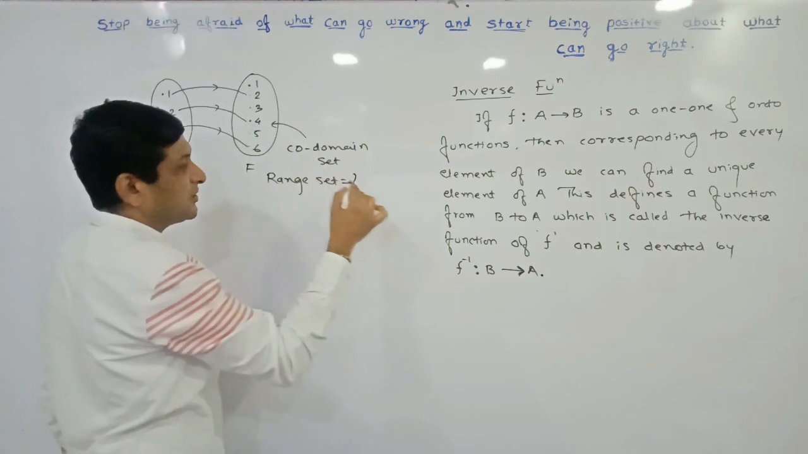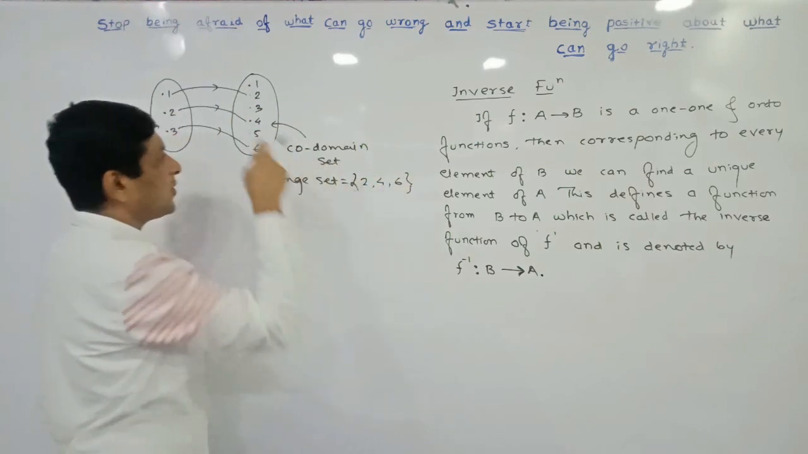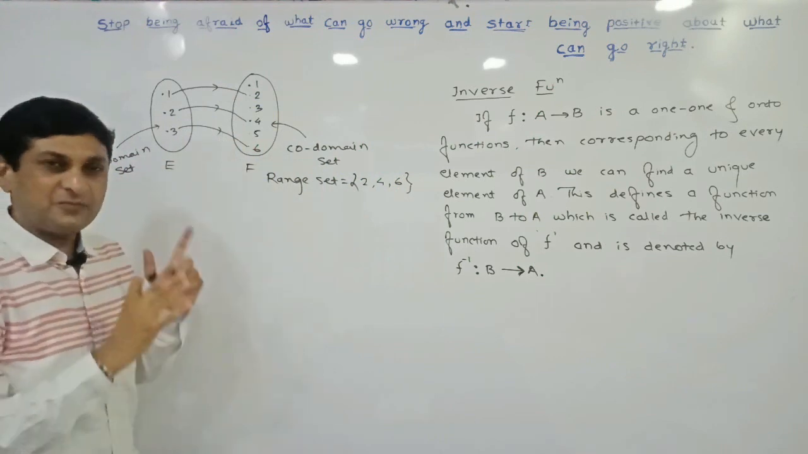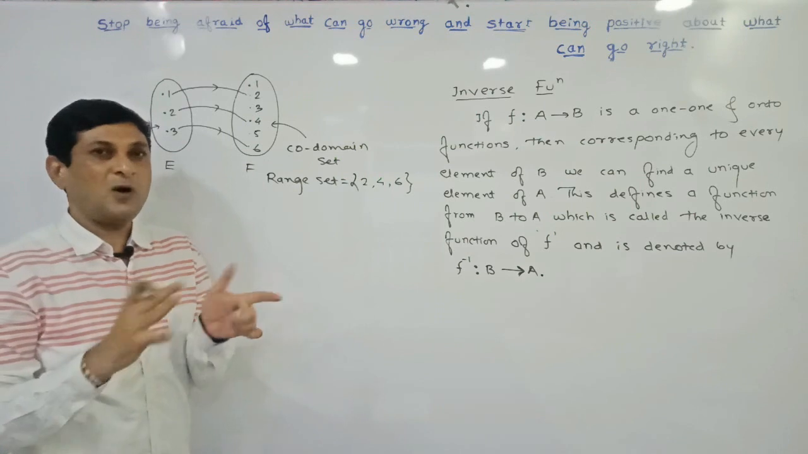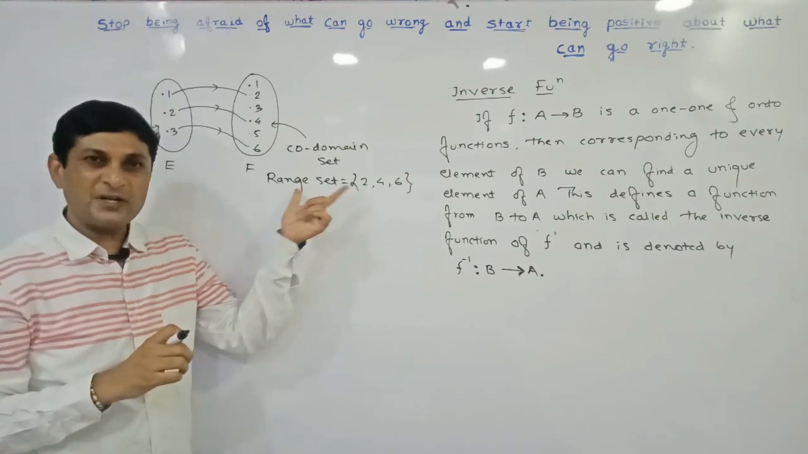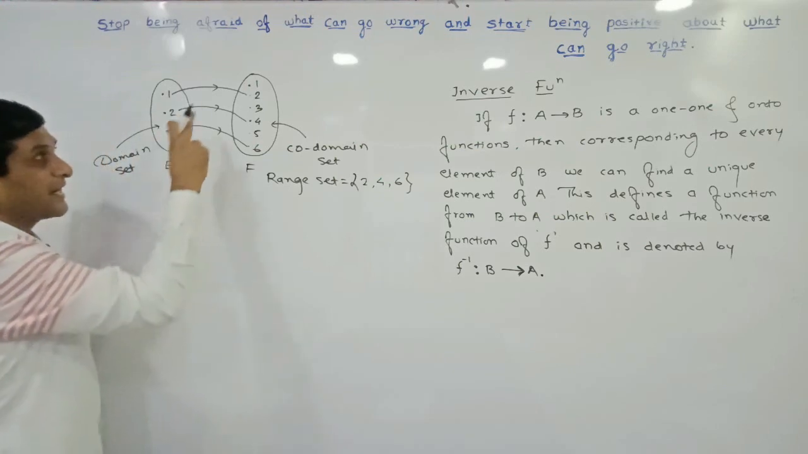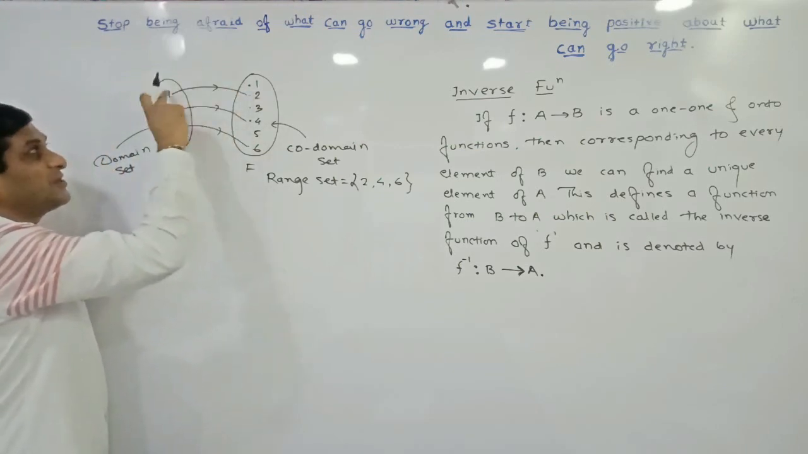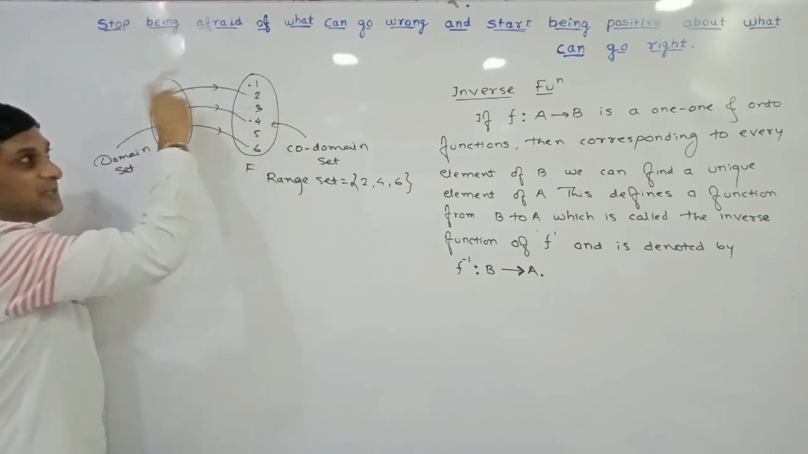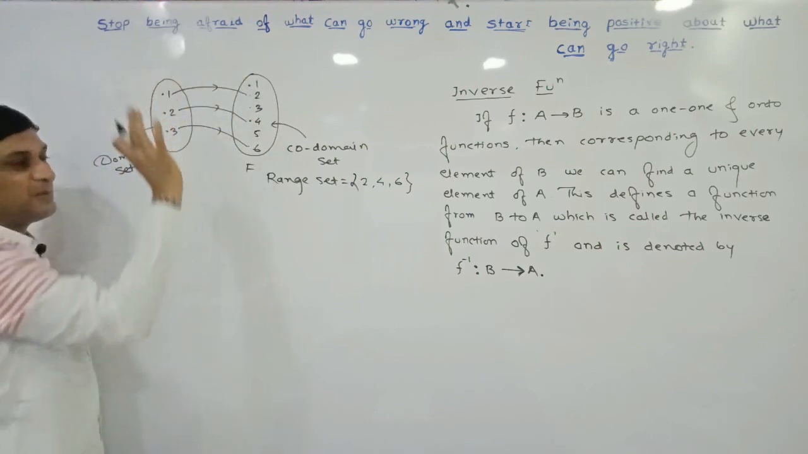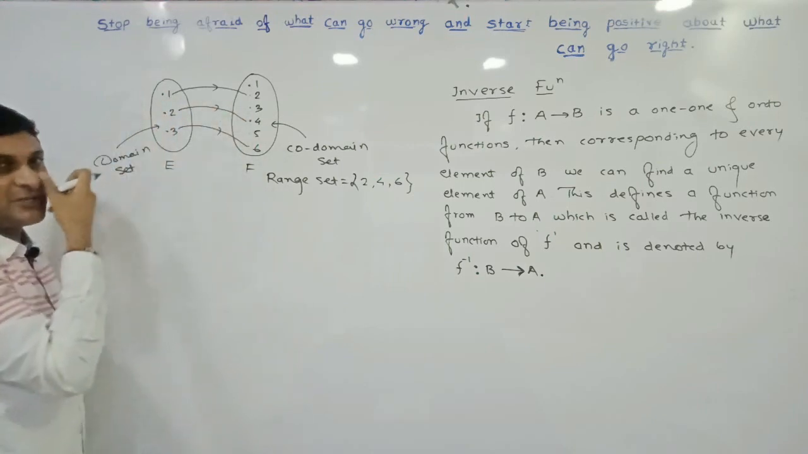So which are the elements of the codomain set which are images? 2, 4, 6. So collect all such elements of the codomain set which are images of some element of the domain set. The set of all such elements is called the range set. I hope the idea about these three definitions is very clear to you. Again see here, 2 is called the image of 1, where 1 is called the pre-image of 2. In the same way, 4 is the image of 2 and 2 is the pre-image of 4.